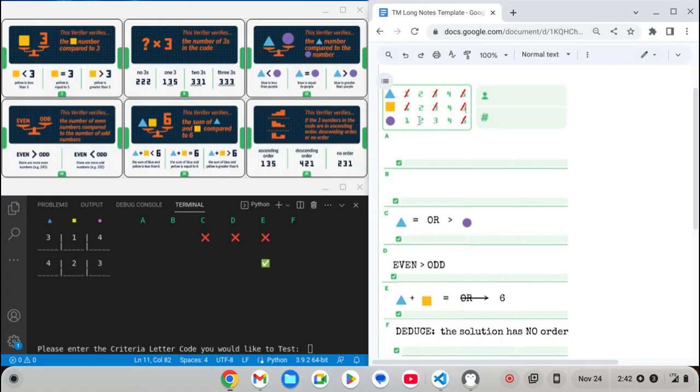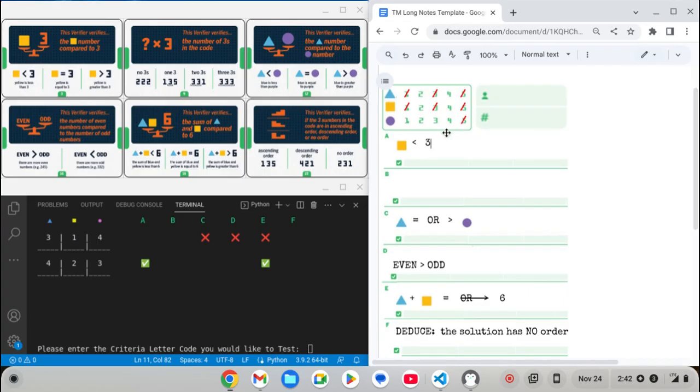let's go ahead and test criteria card A, because I don't think there's a way to deduce that. Okay, so I did pick a 2 for square. 2 is less than 3, and the Turing Machine approves. So let's go ahead and type that up. So we'll say that in our notes for A, we'll say that square should be less than 3.